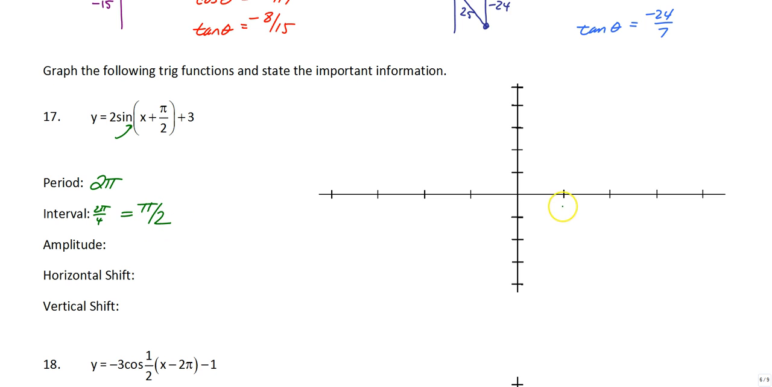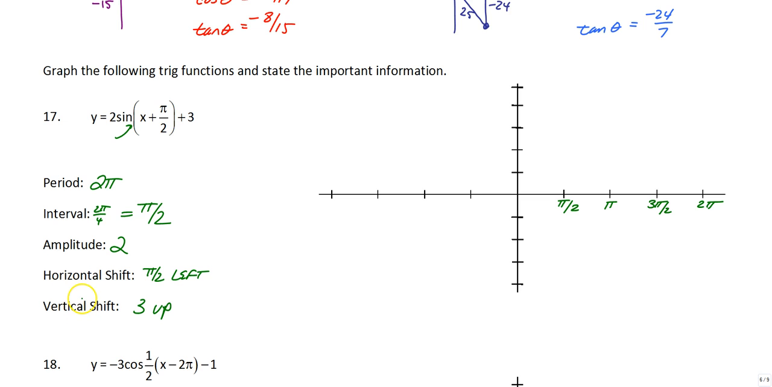Now the only thing we do with the interval is just list them on the tick mark. So we have pi over 2, pi, 3 pi over 2, and 2 pi. Remember, your fourth tick mark should always be your period. And then, of course, that's the same thing for going backwards. Our amplitude is 2, because that's the number in front. Our horizontal shift is pi over 2 to the left. We don't say negative, we just say pi over 2 left. And our vertical shift is not +3, it's 3 up. We have to state directions.